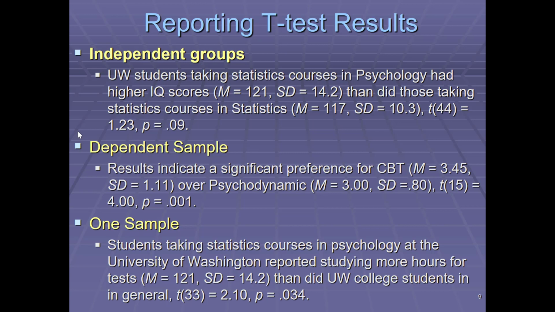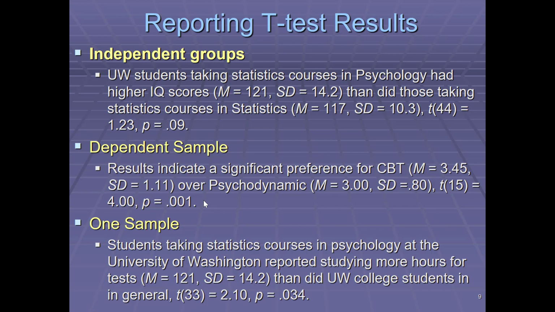With the dependent samples, same thing. We do have to report our mean and standard deviation. So results indicate a significant preference for CBT, and we report our mean and standard deviation over psychodynamic, mean and standard deviation, and also our actual t-test results. Same thing for the one sample.